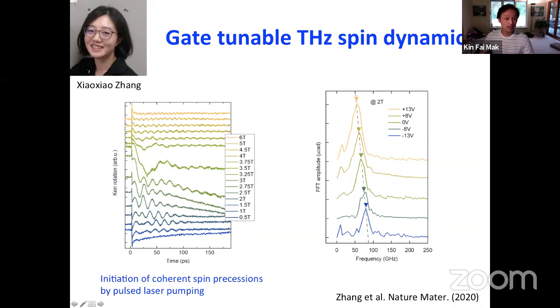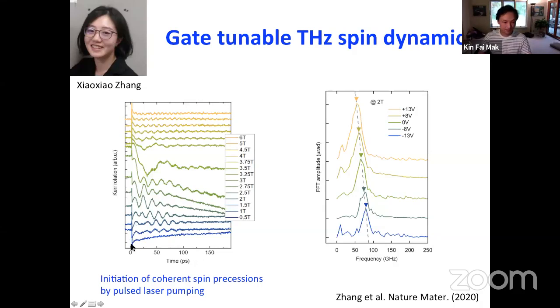This is the work by our former postdoc, Xiaoxiao Zhang, who is now a faculty at University of Florida, physics. What she did here is to initiate spin wave excitation in the system by a pulse optical pumping, and then probe the subsequent magnetization of the system by measuring the Kerr rotation signal as a function of the time delay between the pump pulse and the probe pulse.